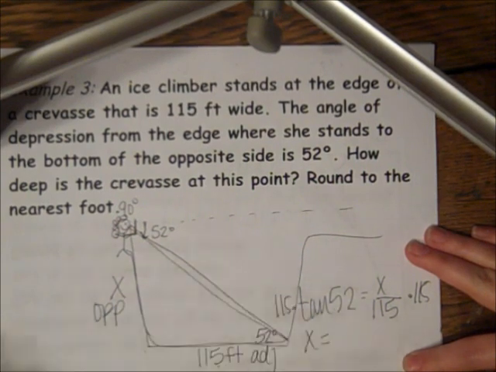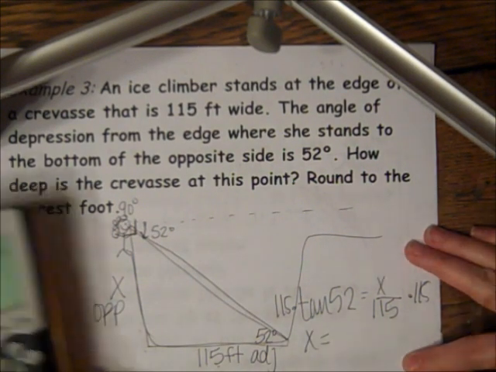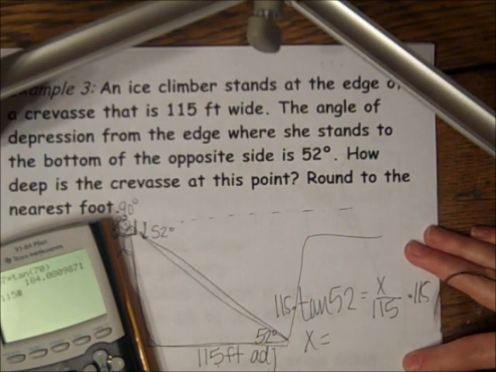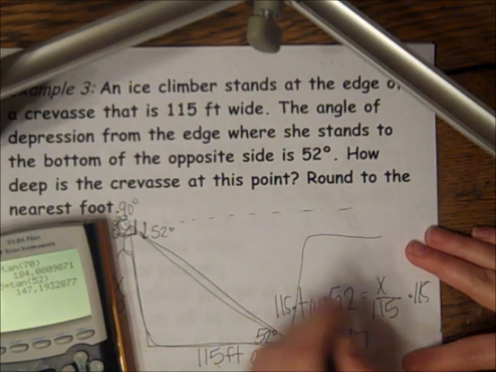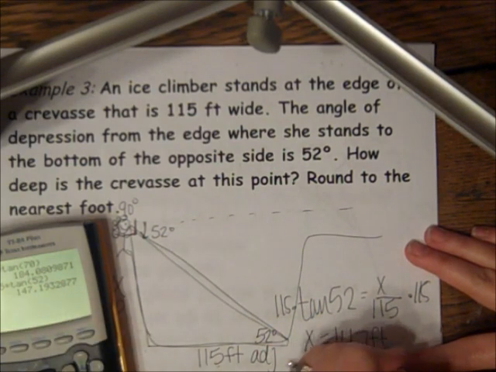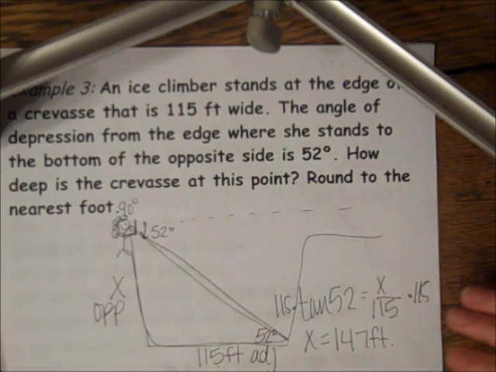So x is equal to 115 times the tangent of 52, and that would be 147 feet deep. Okay?